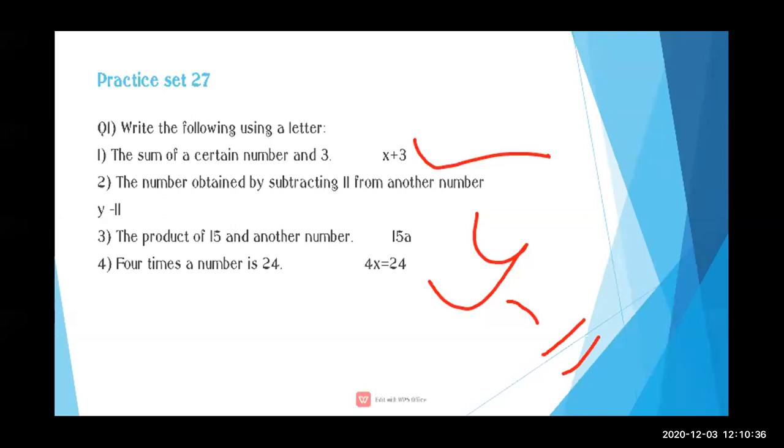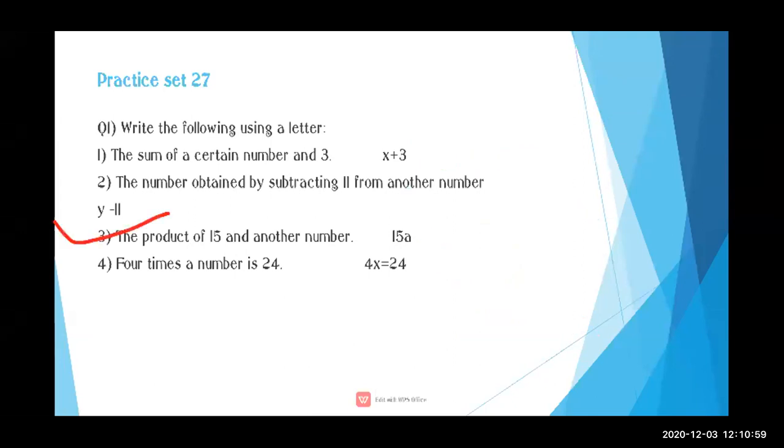So here we have to subtract 11 from the another number. The another number we have assumed as y. So we have to write y minus 11. I hope you people have understood it. Now we will move to the third one. You can see the third question.